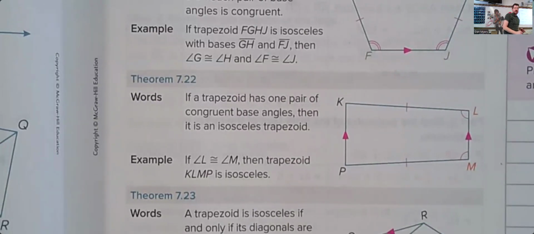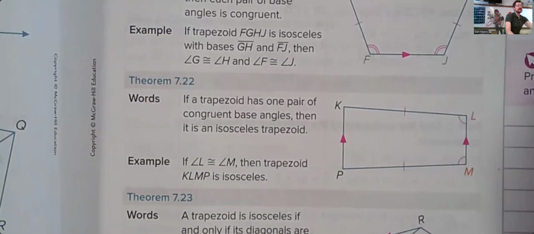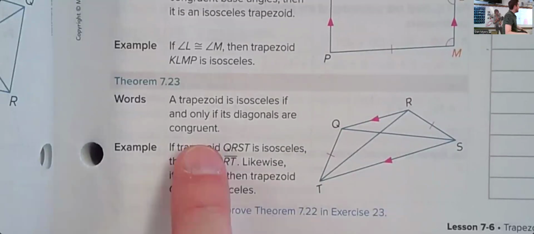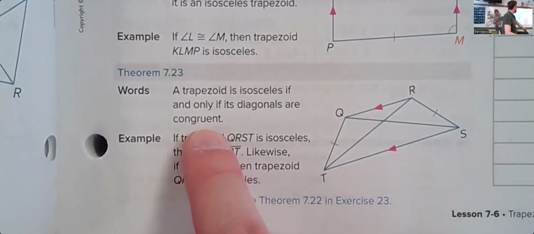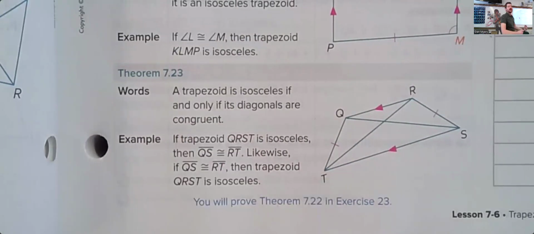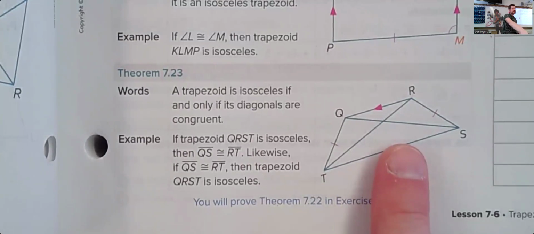And then one more theorem here about some trapezoids is that a trapezoid is isosceles if and only if the diagonals are congruent. So this is another reason why, when we were talking about rectangles and the diagonals of a rectangle being congruent, diagonals being congruent is not enough to say that you have a rectangle because it might also be a trapezoid.